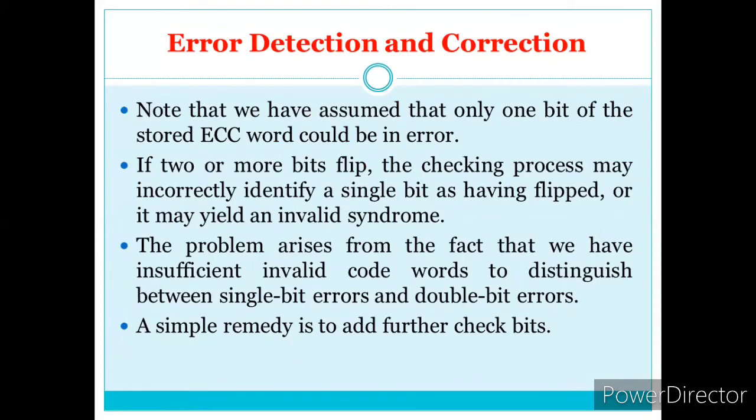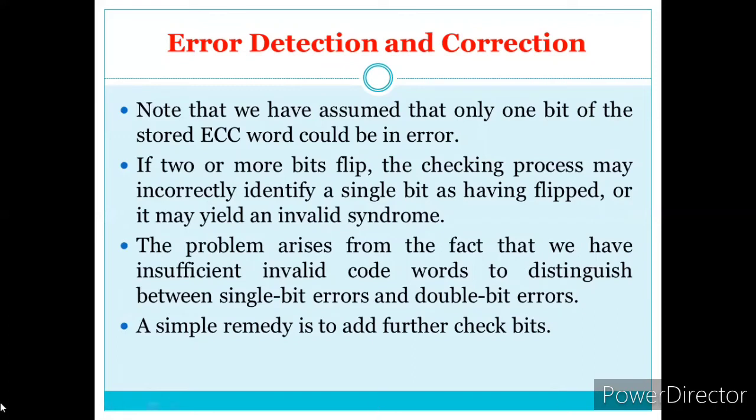Note that we have assumed that only one bit of stored data would be in error. Now, if there exist 2 or more bits of flip, then what to do? Our Hamming code will detect only a single bit error according to our design. Now, if this kind of problem occurs, then what do we have to do?